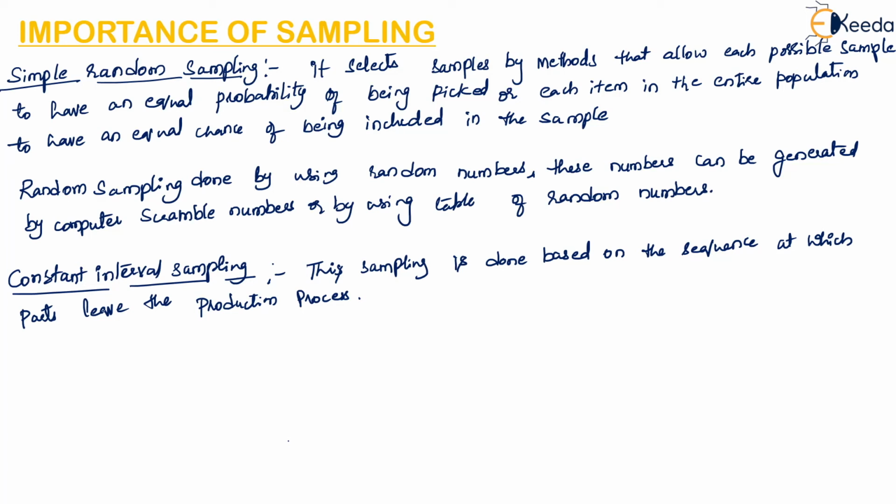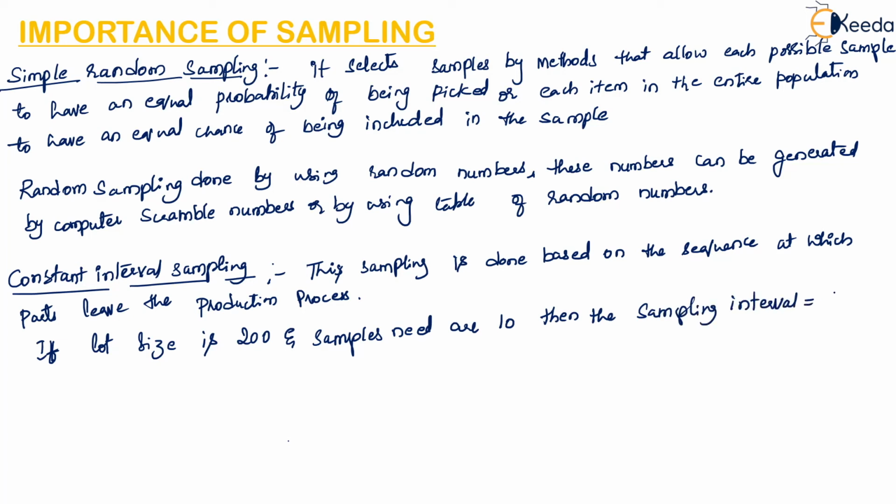For example, if the lot size is 200 and 10 samples are needed, then the sampling interval is given by 200 divided by 10, that is 20. The point in the production at which the first sample is drawn may be determined by a random number in the interval 1 to 19.